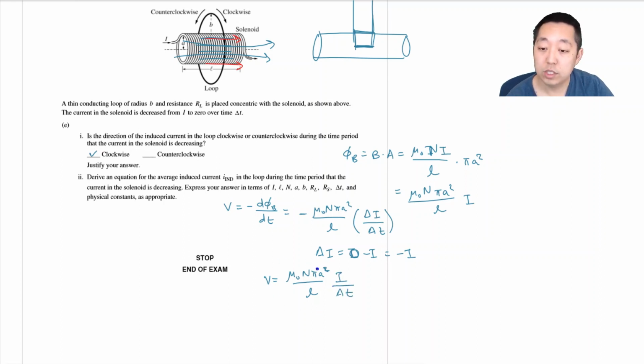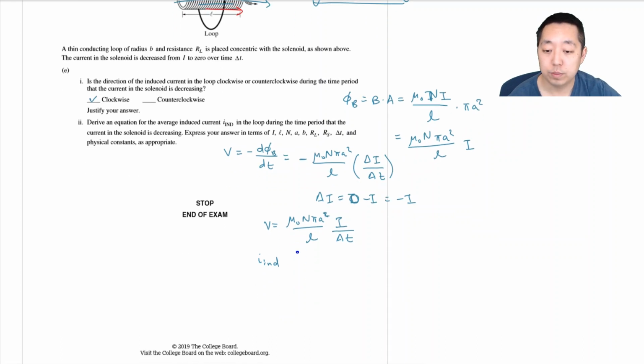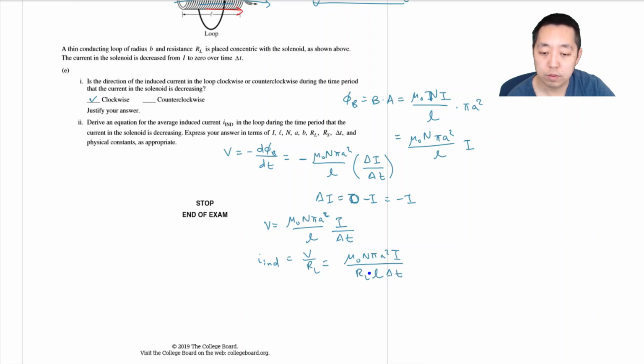Now that's the voltage. They actually want the induced current. And I have to divide the voltage by the resistance of the loop, right? V over R L. So mu naught N pi A squared I over RL L delta T. Ooh, that was a lot of variables in there.